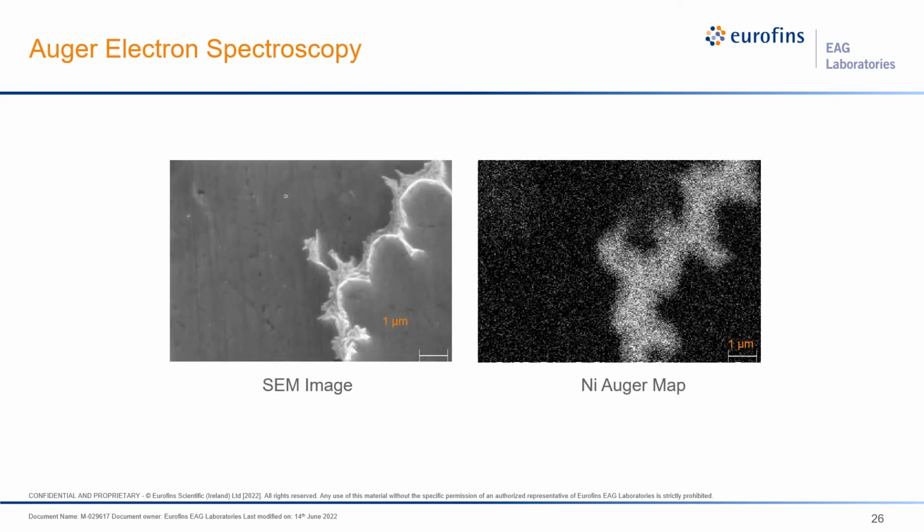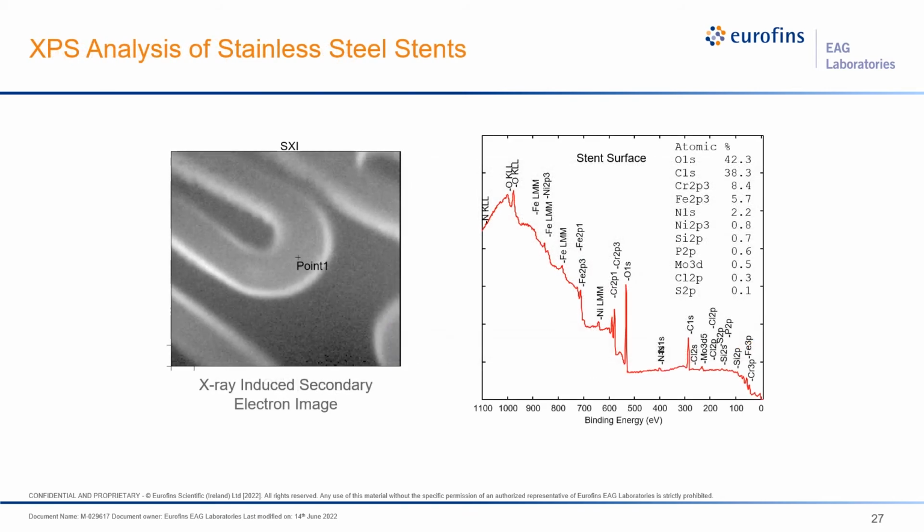Here is an example of an SEM image and Auger electron image of a nickel-rich region on the surface. Another useful technique is X-ray photoelectron spectroscopy. This technique is useful in giving near-surface elemental and chemical information, and in conjunction with depth profiling, the depth of the surface layer can be characterized.